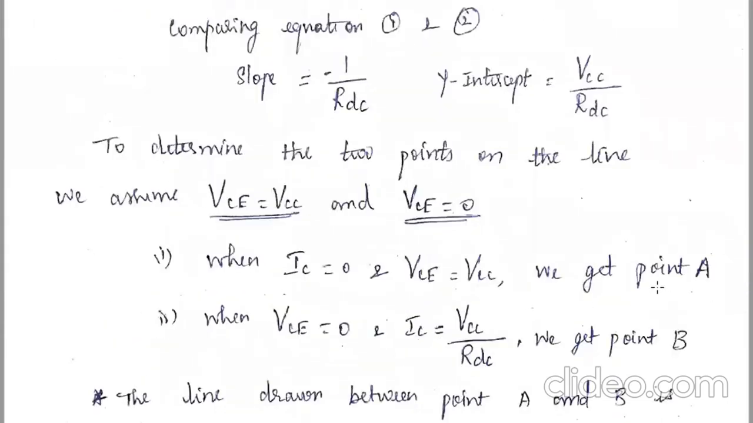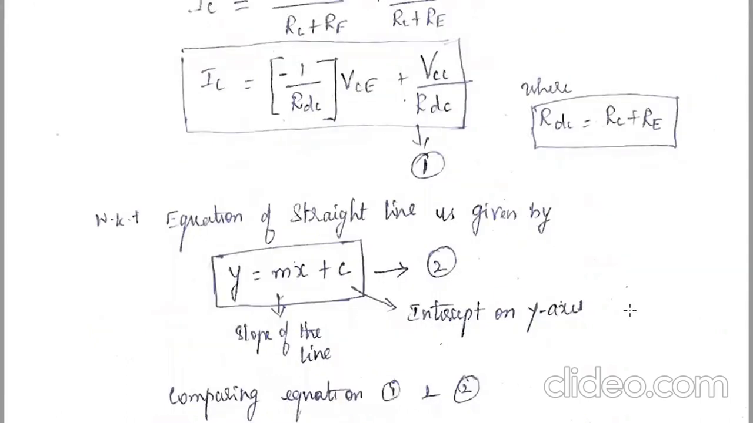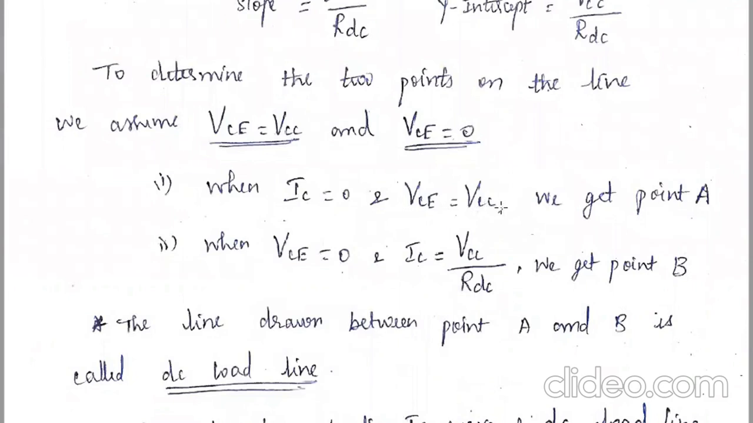First I'm going to find point A. To find point A, I'm going to make the assumption that VCE equals VCC. So I'm going to substitute this into the collector current equation. VCE is replaced by VCC, so this part becomes minus VCC divided by RDC plus VCC divided by RDC. This term gets cancelled, so I can write IC equal to 0. If I substitute VCE equal to VCC, I get the collector current equal to 0. That gives my point A.